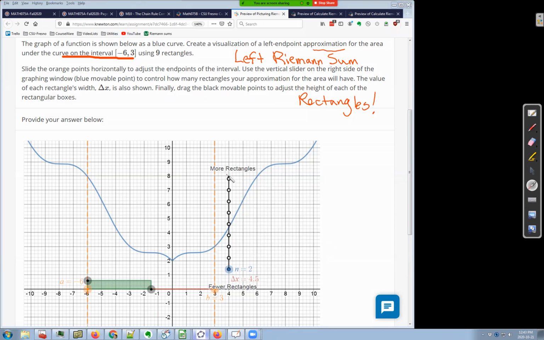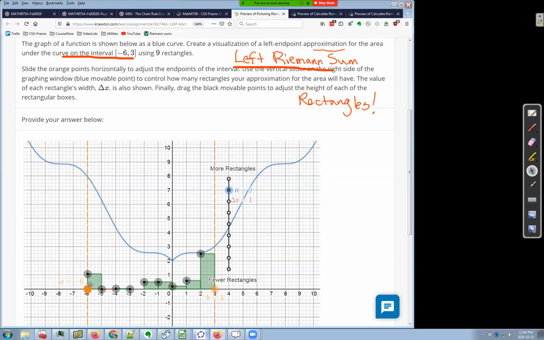And now it's giving me this little slider that is going to allow me to pick the number of rectangles. The problem says to use 9 rectangles, so I want to drag this blue dot up to 9. You can see now it's made all these little rectangles and all these little dots down here. And now I want to create that left Riemann sum, so I want to make these rectangles approximate the area under the curve.